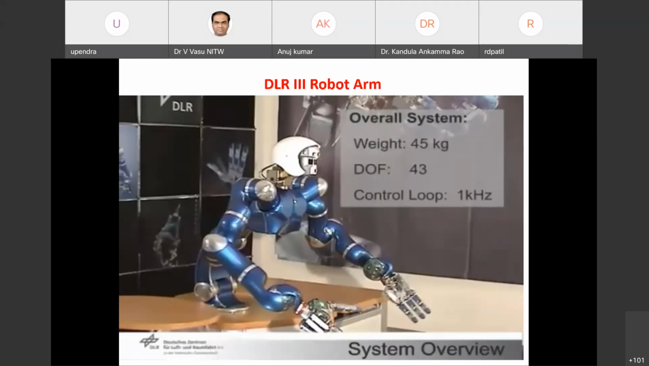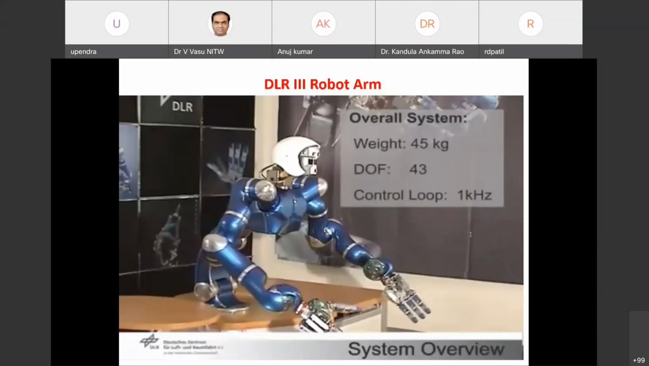How many degrees of freedom will your human hand have? Can anyone type in the chat? Does anyone have any idea? How many degrees of freedom? Someone said 180. No, I am asking up to the fingers also. If you consider the finger movement also, how many degrees of freedom are we going to have?